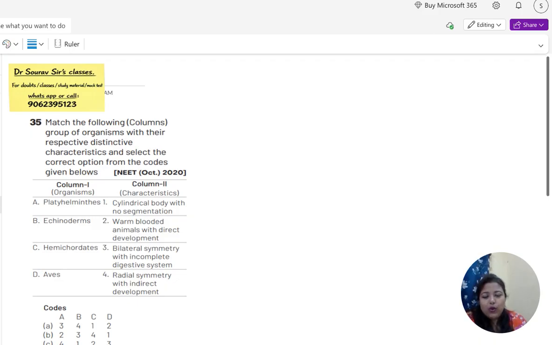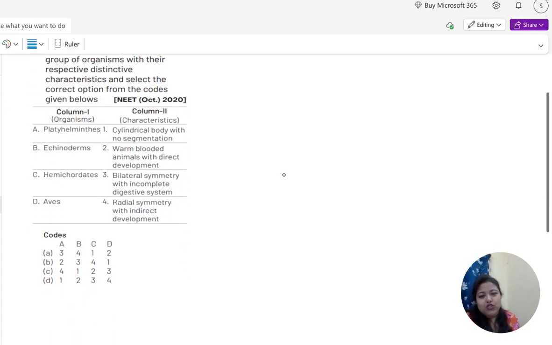Now match the following columns, group of organisms with the respective distinctive characteristics, and select the correct option from the code given below. And this one is not too old. NEET October 2020 paper, just 6 years back. So this was during a COVID situation. Column 1 organisms: platyhelminthes, echinoderms, hemichordates, aves. Column 2: cylindrical body with no segmentation, warm blooded animals with direct development, bilateral symmetry with incomplete digestive system, radial symmetry with indirect development.